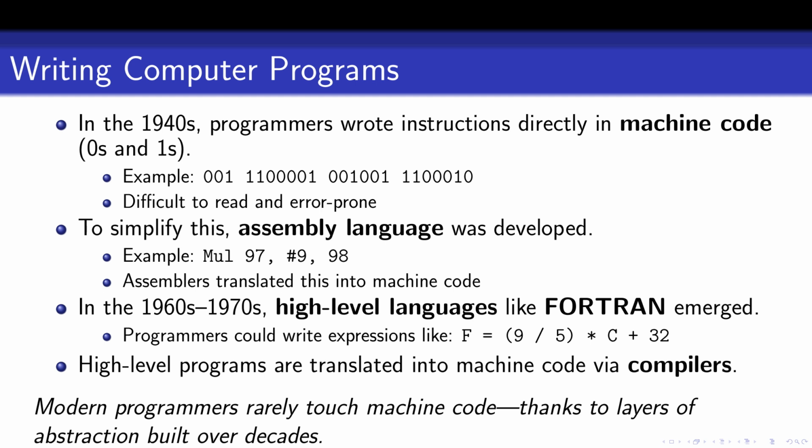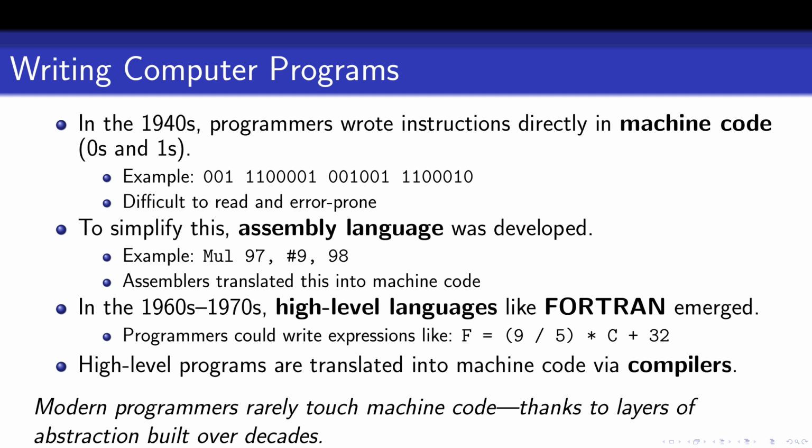Back in the 1940s, writing those instructions meant literally working with zeros and ones, machine code. For example, you might have had to write long sequences of ones and zeros, which would tell the machine to perform a multiplication. But writing in binary is extremely tedious and error-prone, so programmers developed assembly language, a human-readable set of codes like mul 97, 9, 98, that gets translated into machine code by a program called an assembler. This made programming more approachable, but it was still low-level and tightly tied to the hardware.